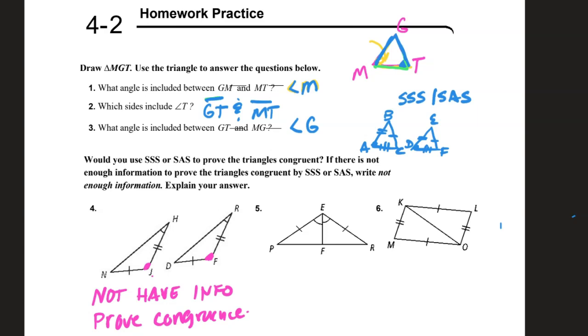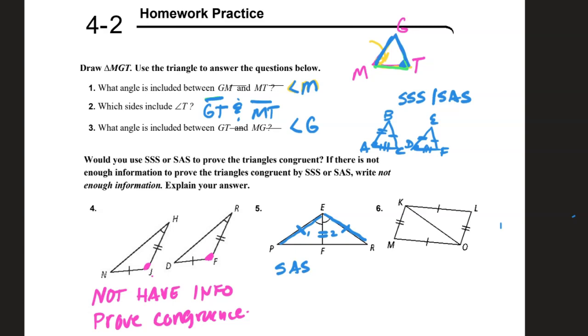Number 5, we have to see whether these two triangles are congruent. That's triangle 1 and triangle 2. We know that this side is congruent with this side. We know that this segment is congruent with this segment. And these two triangles do share a common side. So yes, these two triangles are congruent because of side, angle, side.